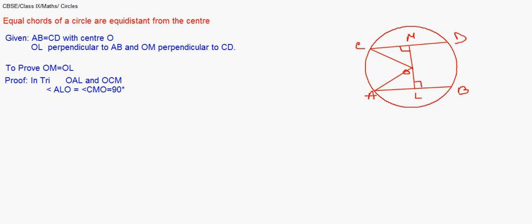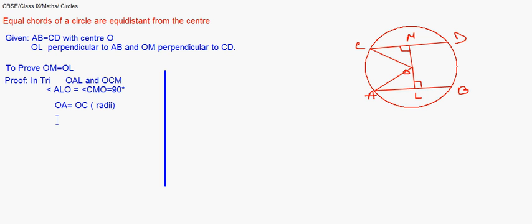The second equality we can write is the two radii, OA in this triangle equal to OC in the other. They both are radii of the circle. Now for the third equality, I can say CM is equal to AL. I write it here as well.